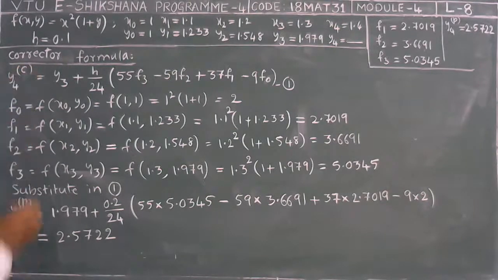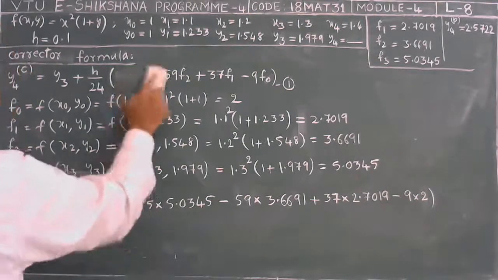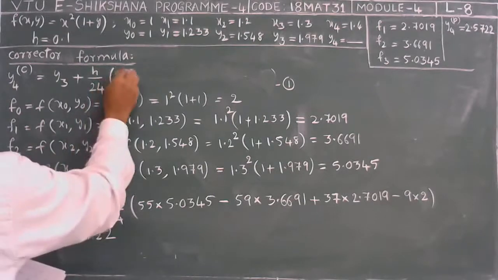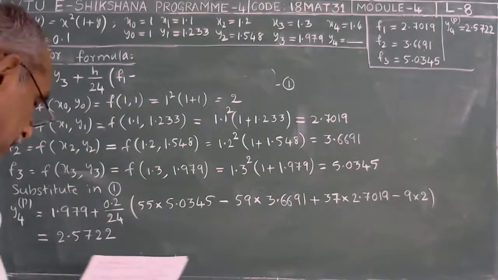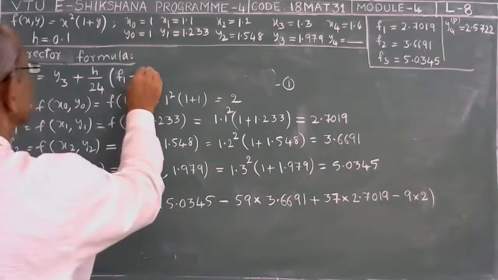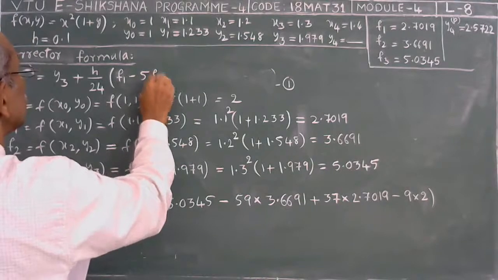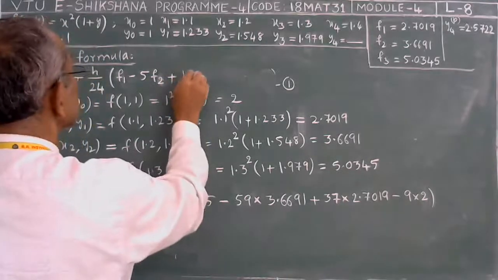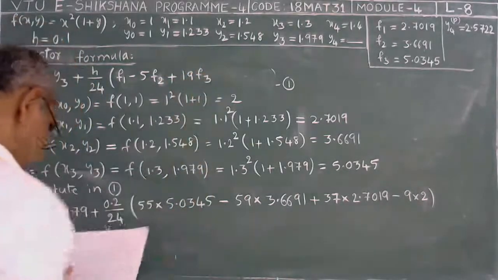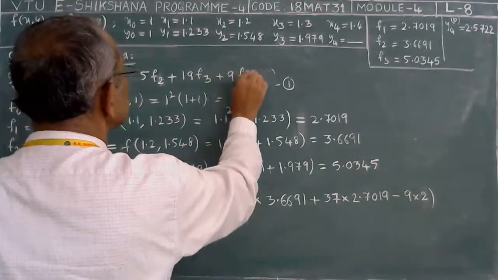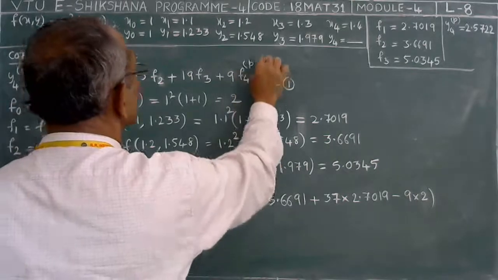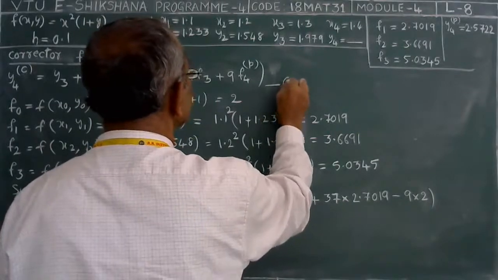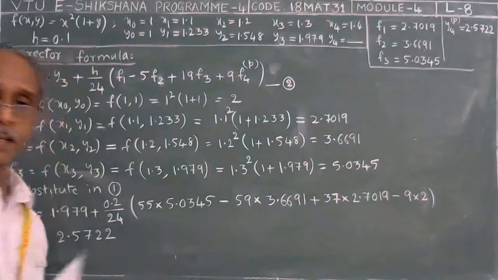y4c is equal to y3 plus h by 24 times f1 minus 5 times f2 plus 19 times f3 plus 9 times f4p. Call this equation number 2.